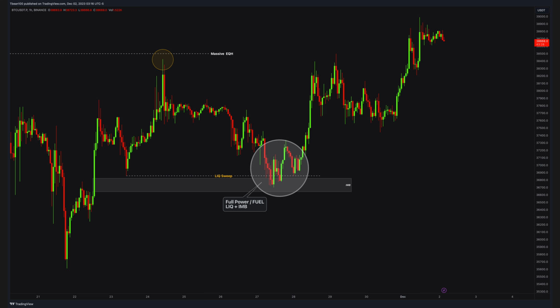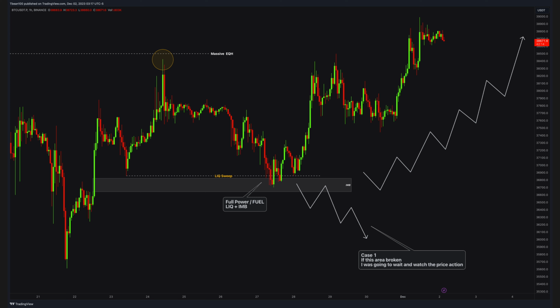First of all, this is the fuel grab area, our gas station. But for what? To take out that massive equal highs above. Now we have two cases here. Case 1. Is the area holding or not holding? If that was the case, I would wait and watch the further price action. But the area held its price very well. Case 2. Price holding the area and the rally starts.